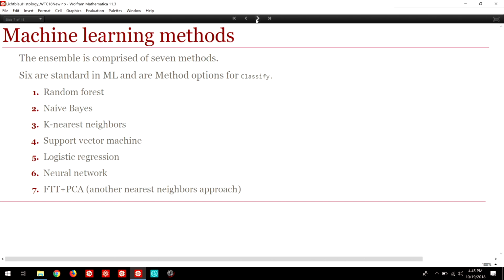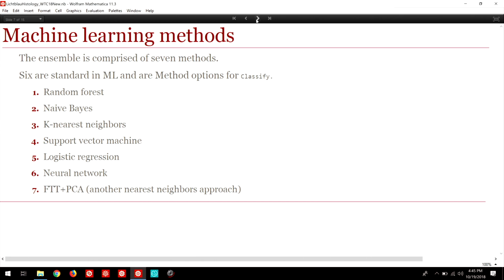And the results from these were even better than what Daniel presented. Some of them were not better, but some were better. And somehow we managed to combine these results. Among these classifiers, we had random forest, naive Bayes, k-nearest neighbors, support vector machines, logistic regression, a simple neural network, and the method that Daniel presented that caught my attention.